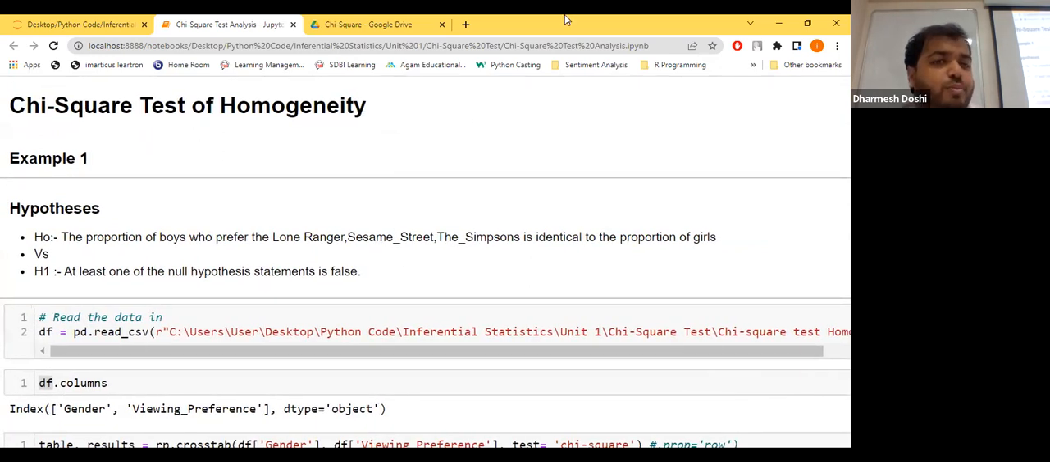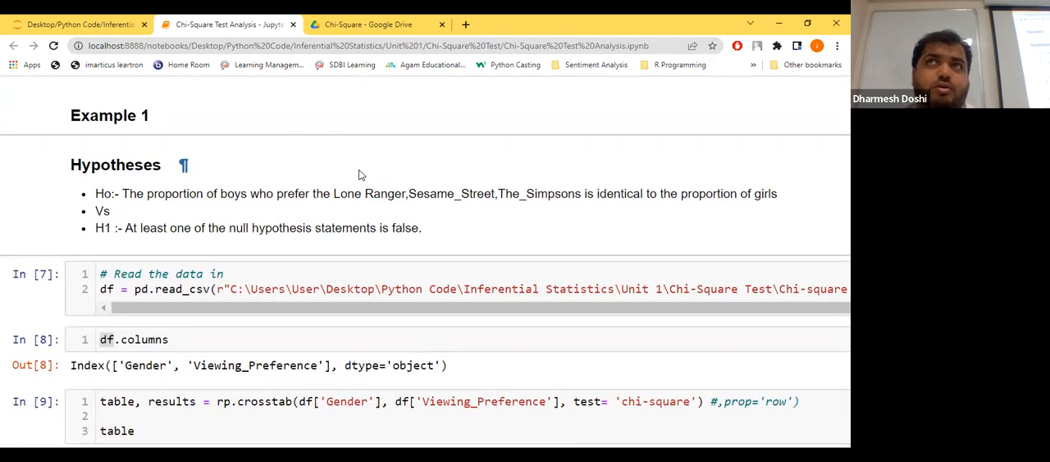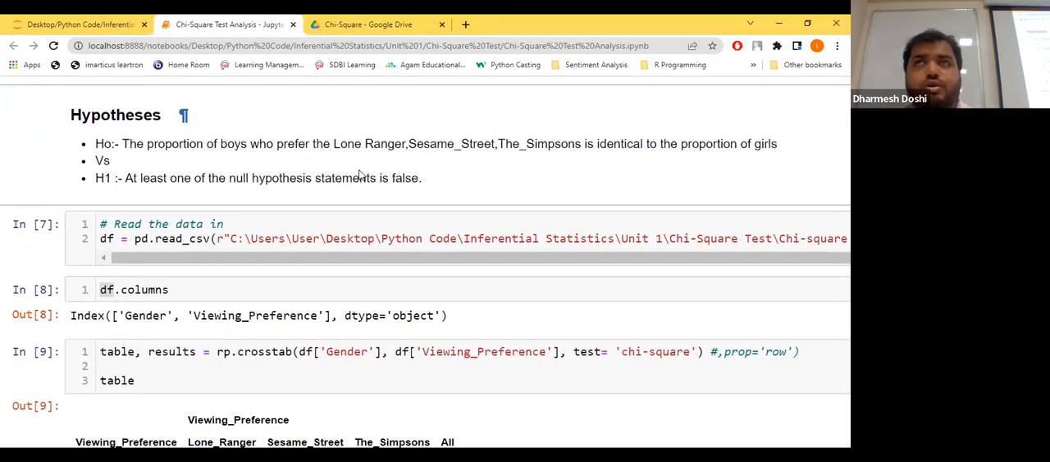The proportion of boys who prefer each TV program is identical to the proportion of girls. The boys' proportion should be equal to the girls' proportion. Clear? Post-hoc test: post-hoc is for ANOVA only. Here we can't do it because post-hoc requires the mean. Here we cannot compute the mean.